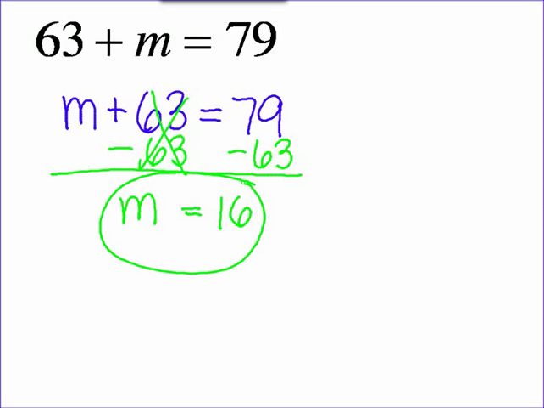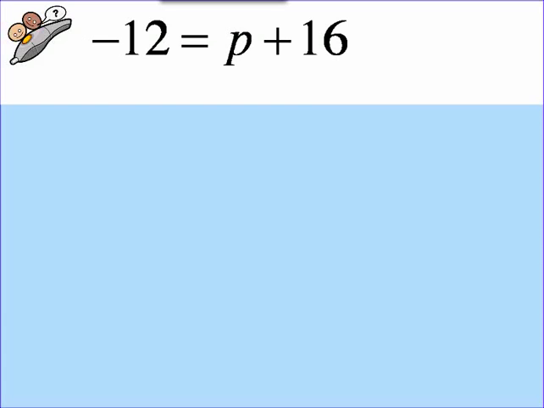So once again, what you could do is check your work. You could say that 16 plus 63, does that equal 79? And it does. And so we're good to go. So let's go ahead and look at another problem. Here you go. Okay, negative 12 equals p plus 16. Solve that for p.